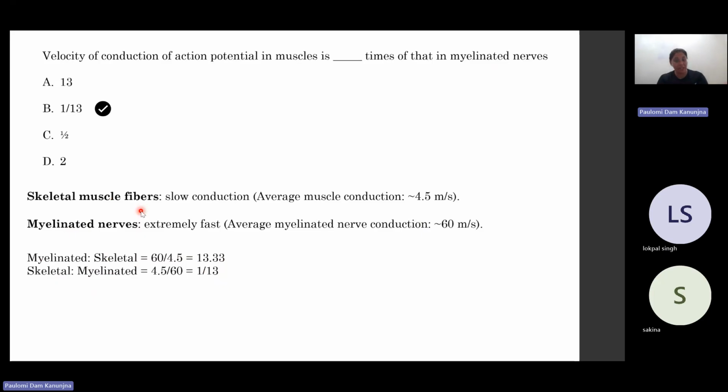There are a few very important insights here. You need to know the velocity or conduction rate of both types of neurons that we have. Hopefully this is clear to you.